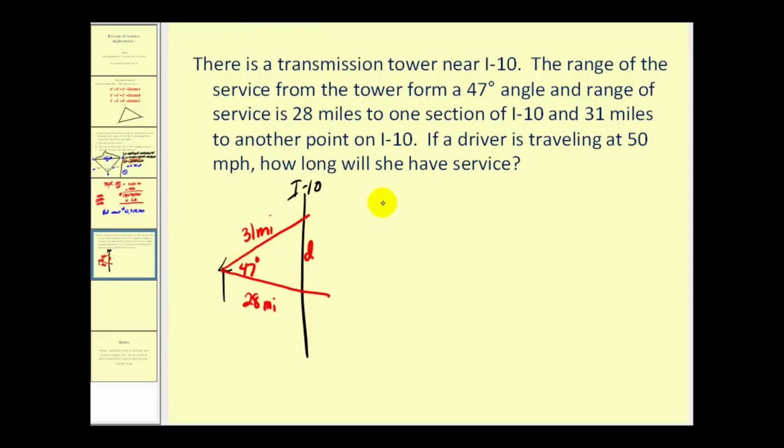Remember, if we have the side D, or D squared, on the left side of the equation, we'll have cosine 47 degrees on the right. So we'll have D squared equals 28 squared plus 31 squared minus 2 times 28 times 31 times cosine 47 degrees. Remember, if we use this angle, then the side opposite of that angle will be on the left side of our equation by itself. Let's go ahead and start simplifying the right side.